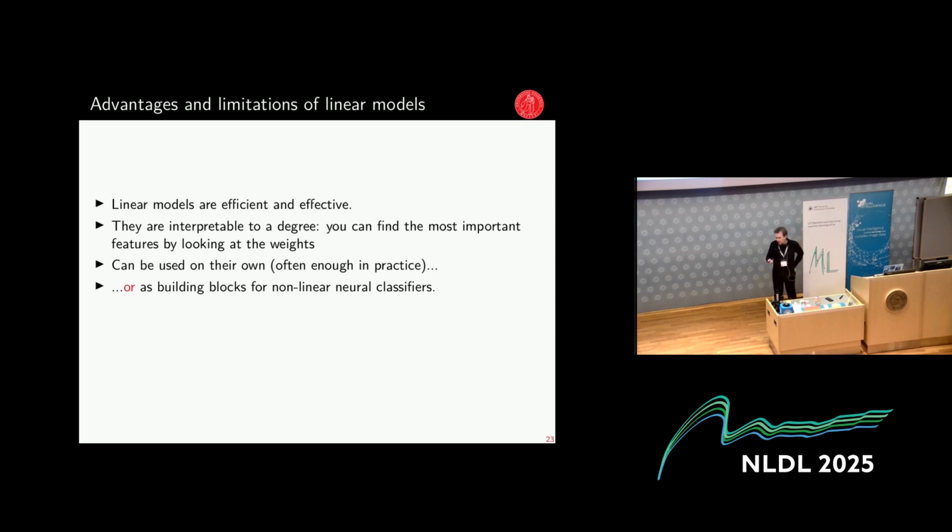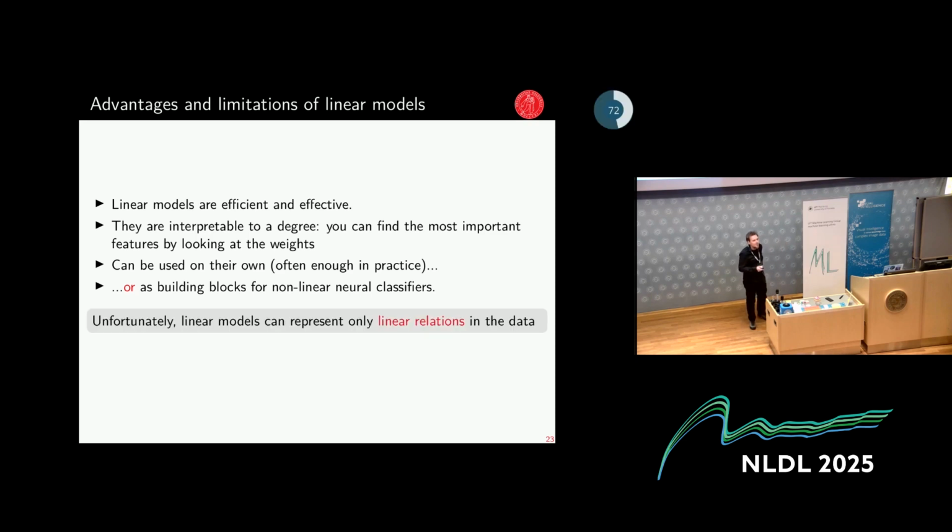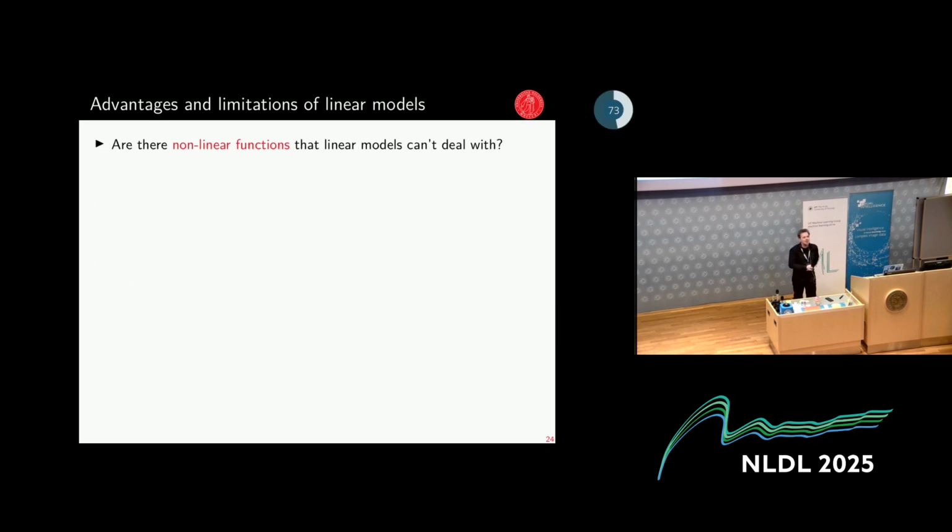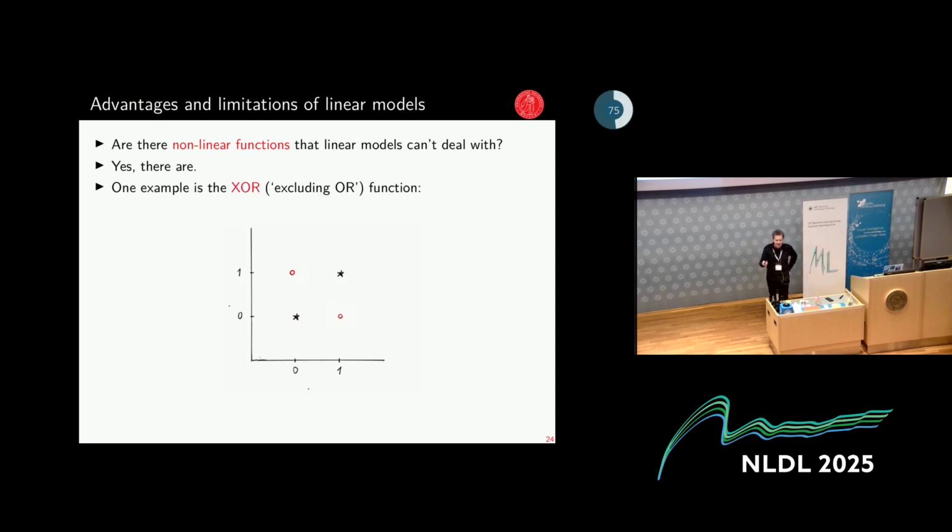They are still used in many practical purposes, but unfortunately, since these models are linear, they can only handle linear relations in the data. They can only handle classification tasks which deal with data sets which are linearly separable. So the question is, is it really a problem? Are there some nonlinear data sets, some nonlinear functions that linear models can't deal with? And the answer is yes, there are.